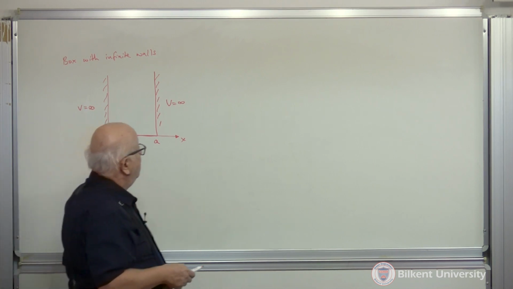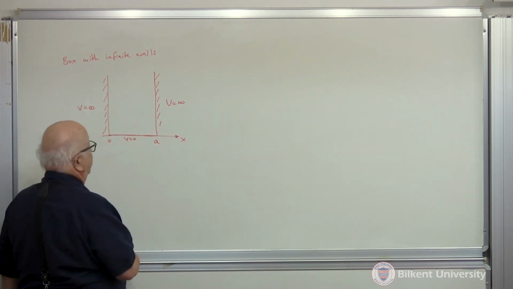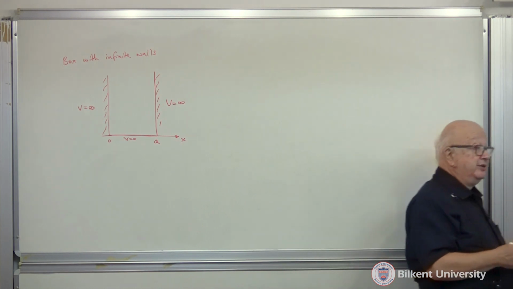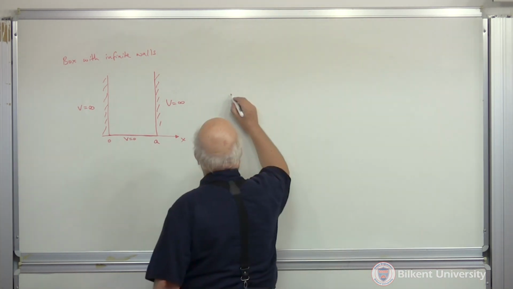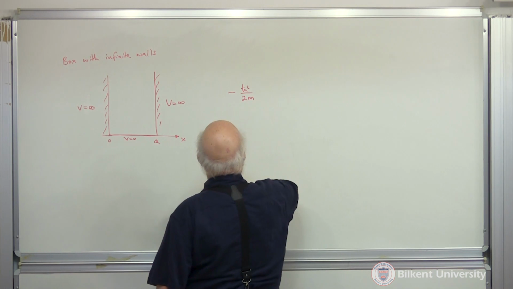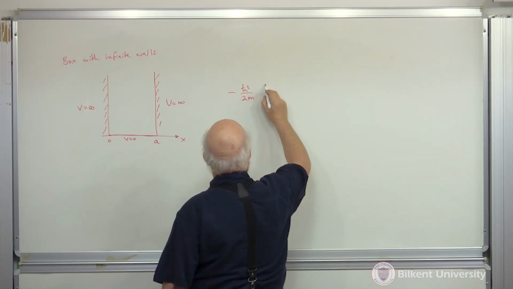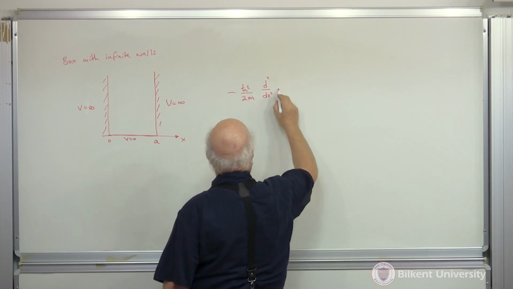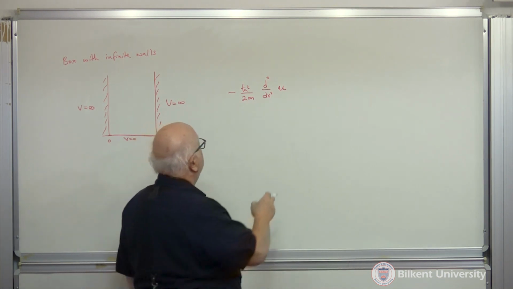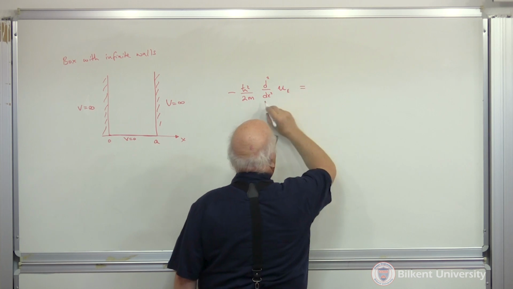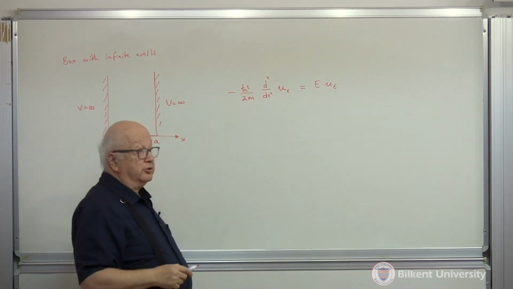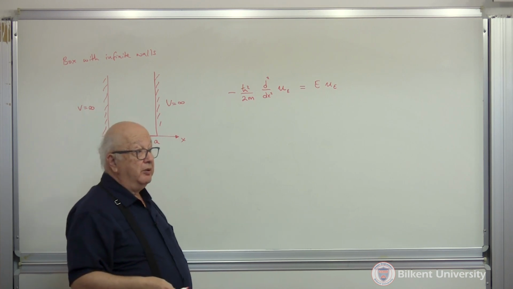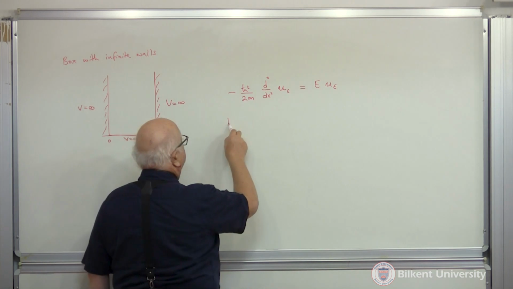Okay, so I now have my Schrödinger equation. This is the time-independent Schrödinger equation, unlike the original form, which was time-dependent. It says minus h bar squared over 2m, d squared dx squared, an ordinary derivative, of u sub E, is equal to, with no potential in the center, E times u sub E. So that's the equation I need to solve, a very simple equation. But I also have boundary conditions. Okay, so what are the boundary conditions?